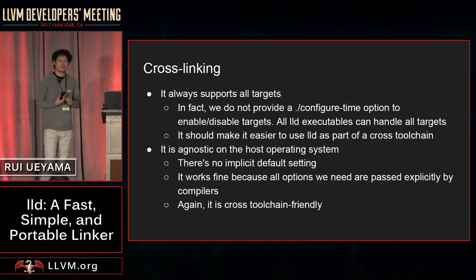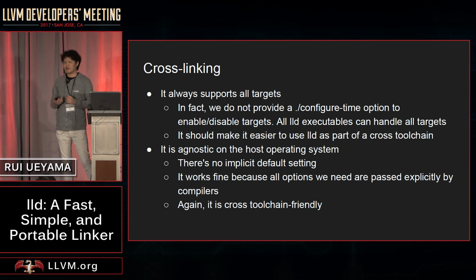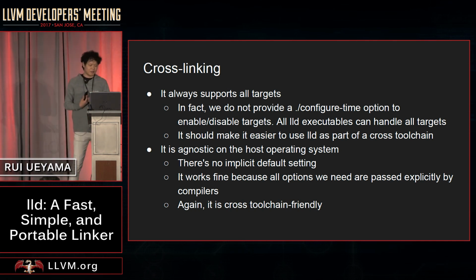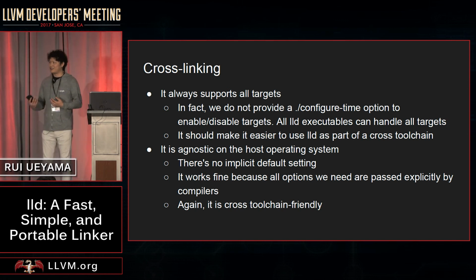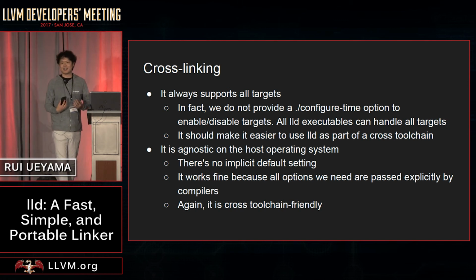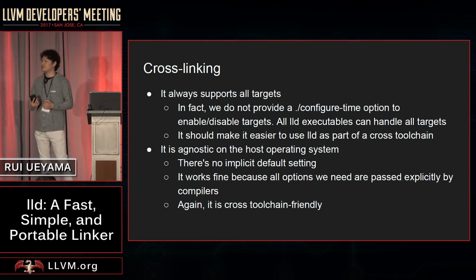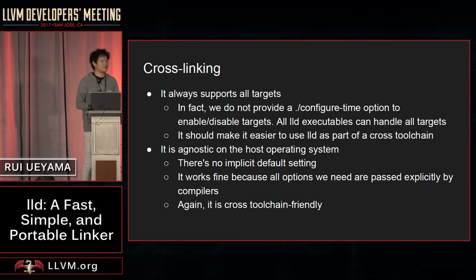The other interesting fact is that LLD doesn't depend on host default configuration. GNU linkers, for example, have default implicit options, like the default search path for libraries, which depends on the operating system. LLD doesn't have any. That is fine because we have the same configuration in the compiler, and the compilers explicitly pass all the parameters that the linker needs. In most cases we do not actually use these implicit options, so we just removed them, or we haven't added them in the first place, and it just worked fine. I think this makes LLD friendly to cross-linking because there is no hidden variable in the linker.